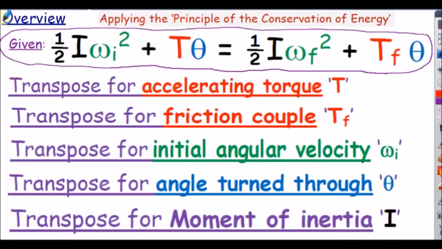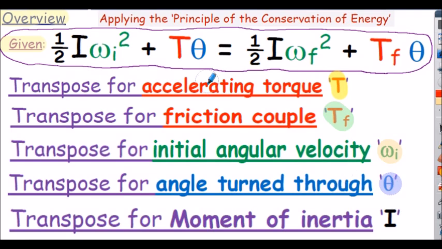So here's a brief overview of the contents of the presentation. Given the formula shown here, we're going to transpose it initially for torque T, shown here. Next we'll transpose it for the friction couple or friction torque TF. Then we'll transpose for the initial angular velocity, omega I, shown here in the first term on the left hand side. Next we transpose for the angle turned through, symbol theta.